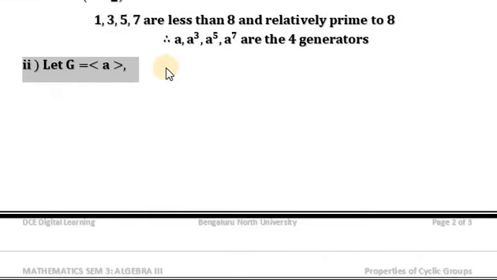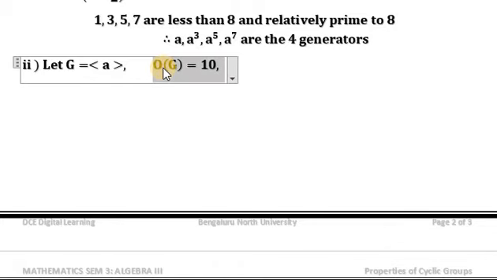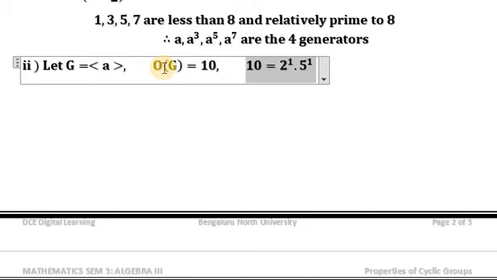Second problem. Let G be generated by A and the order of G is given as 10. Now let us find the prime factors of 10. They are 2 and 5. 2 fives are 10. So 2 and 5 are the relatively prime numbers.